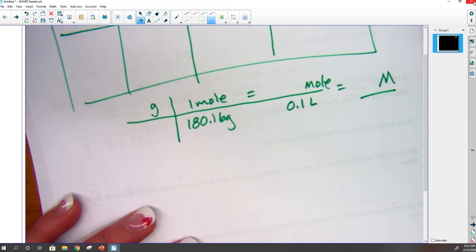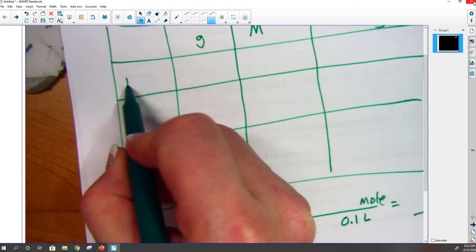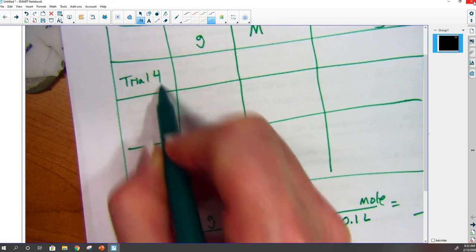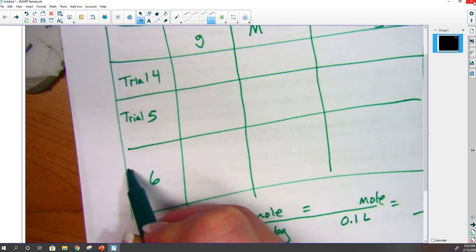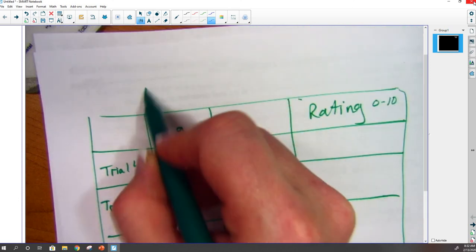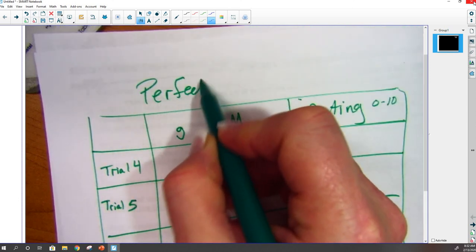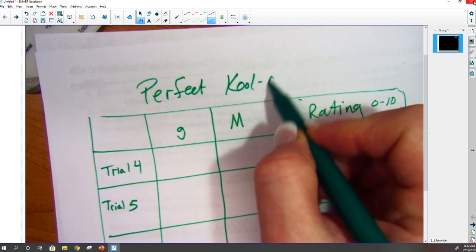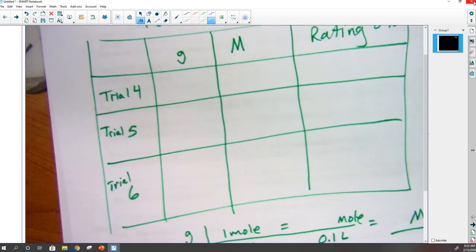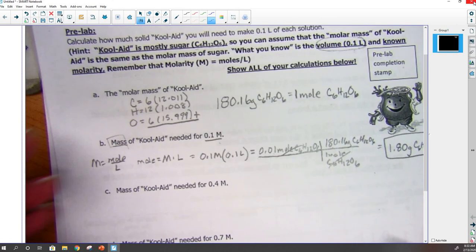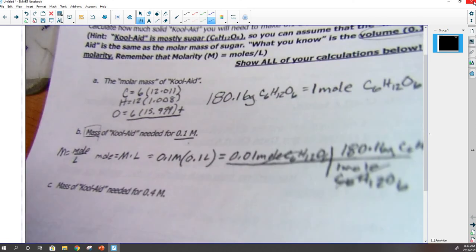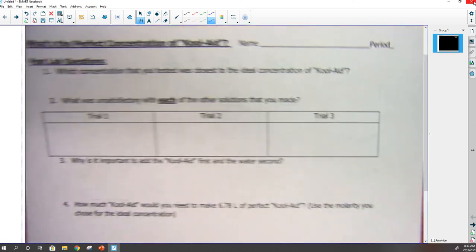Sorry, that chart did not get put on. So you can have another possible trial. So this will be trial 4, 5, and 6 to try and find the perfect Kool-Aid. Okay? All right, so once you're done with the front page, let me know. I'll give you a pre-stamp, and then you're able to start. And then you just got a few questions for your post-lab.